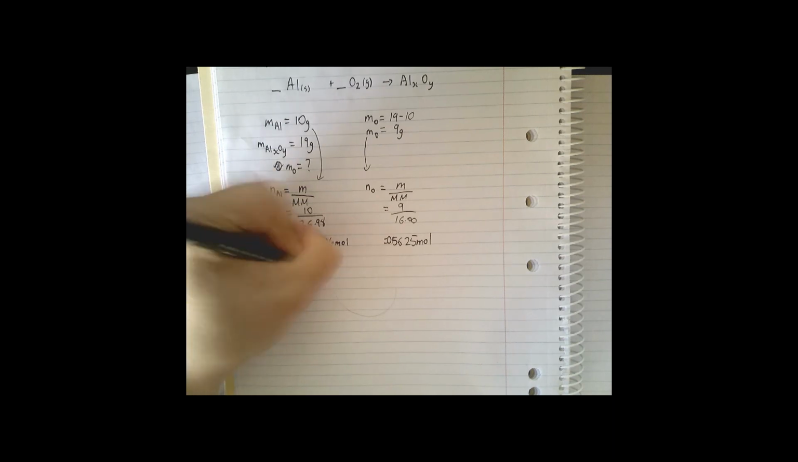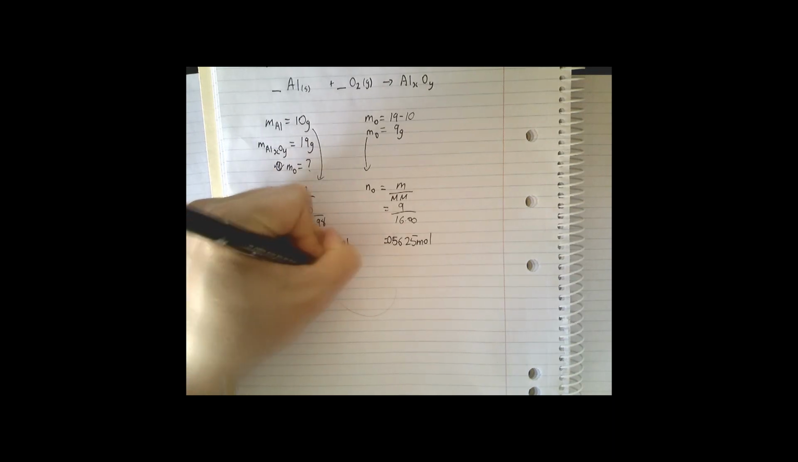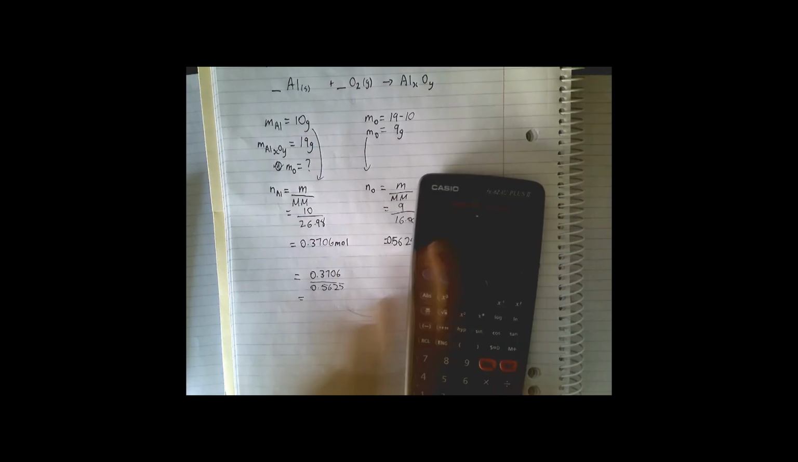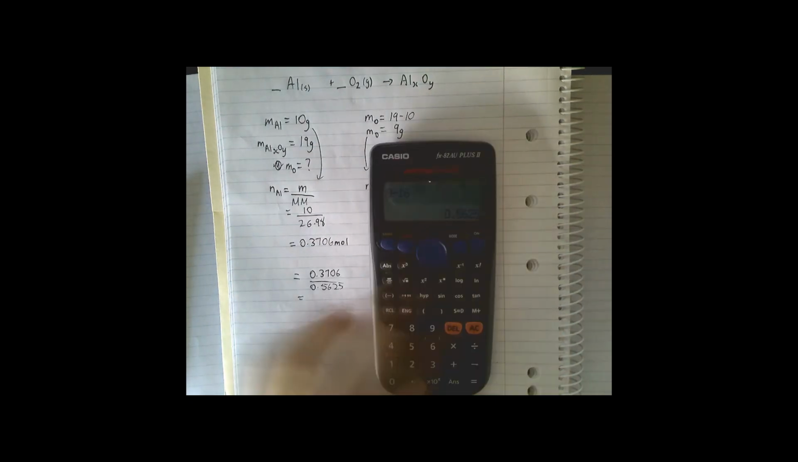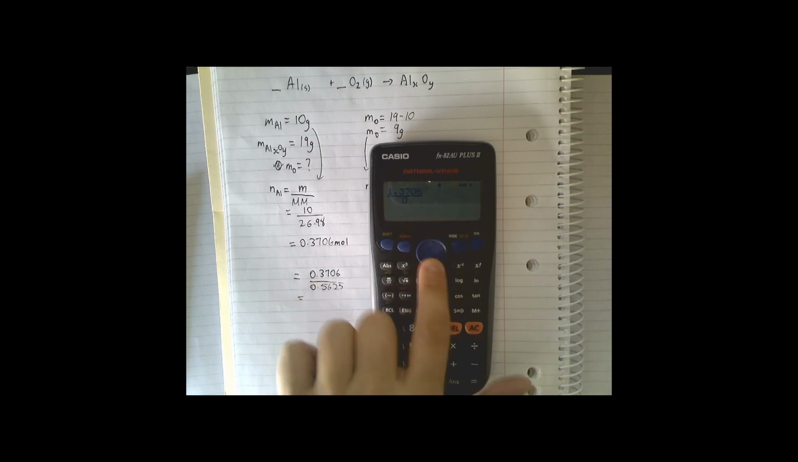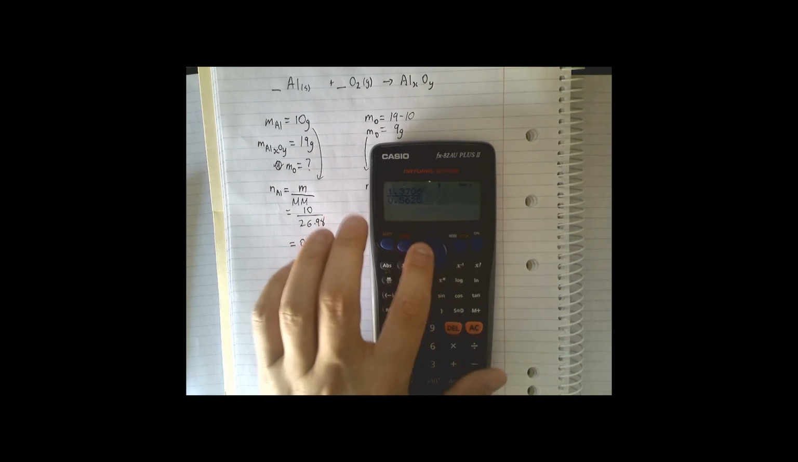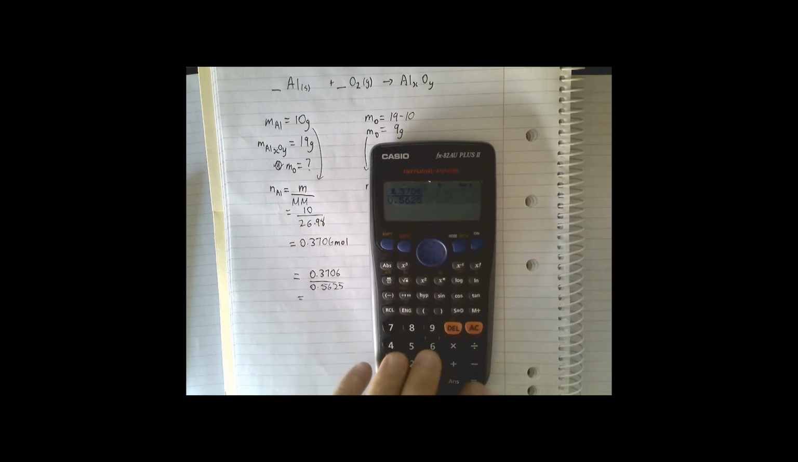So 0.3706 divided by 0.5625, and we'll see what number we get. So 0.3706 divided by 0.5625. Oh, I put a 1 there by accident. Let's change that to a 0.